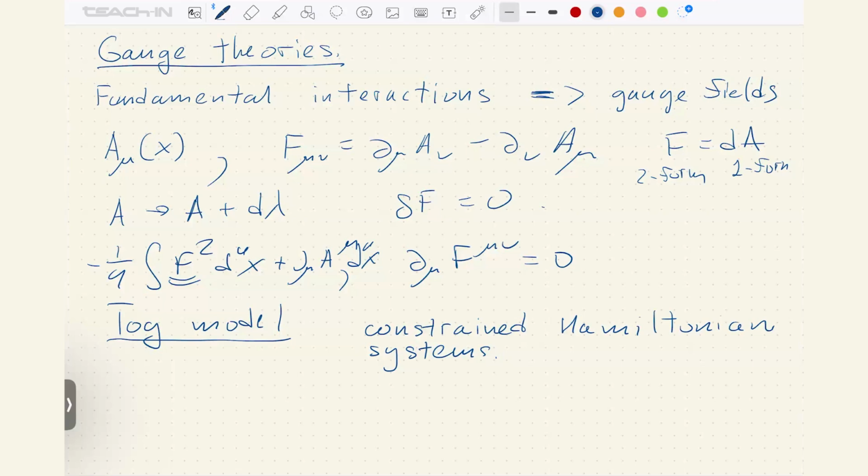To be precise, these systems are not necessarily gauge. There are so-called second-class constraints which are not associated to gauge symmetry, but still they are very similar, and they often show up when we study field theories. So it makes sense to study them together with constraint systems associated to gauge fields.